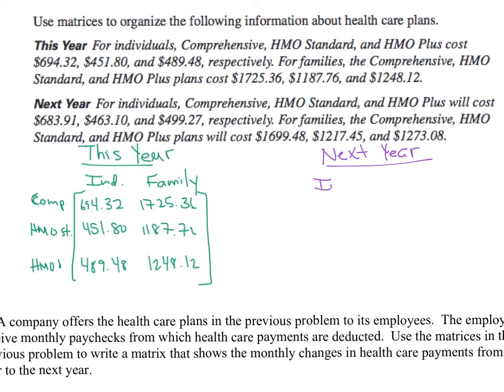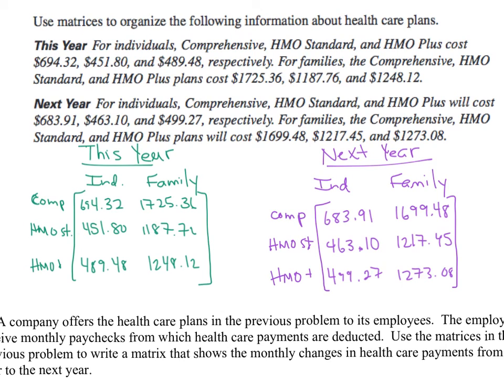So we're going to still have individual and family. We're still going to have comprehensive, HMO standard, and HMO plus. So they're the different types of health care plans you have. So go ahead and pause, write all the numbers that we have in there, and I'm going to pause and do it as well. And here's how the second one looks here on the right, with all the numbers again, from the second paragraph that says next year, that's what all these numbers came from.